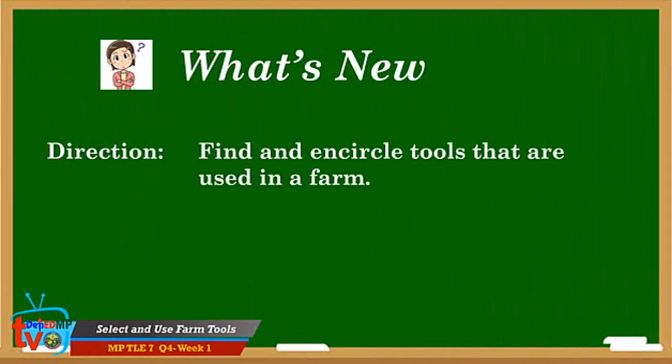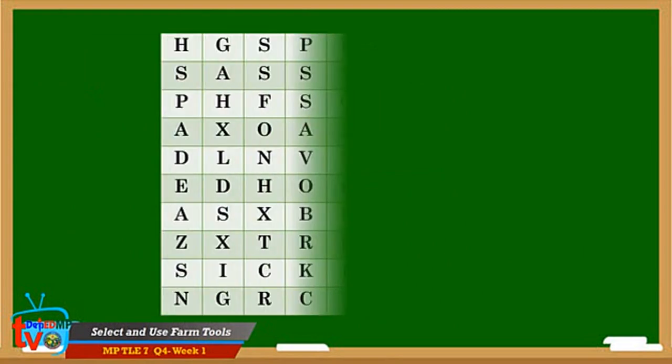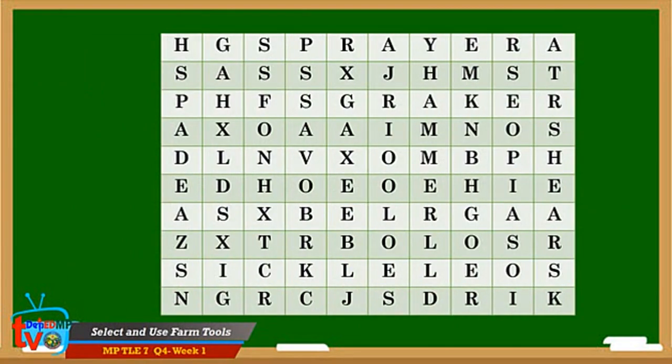Direction: Find and encircle tools that are used in a farm. This game is very easy. All you have to do is to find the 8 tools used in horticultural operations. Let's start. The first word is sprayer. Very good. Now, it's your turn to hunt for the remaining 7 words. Good luck.